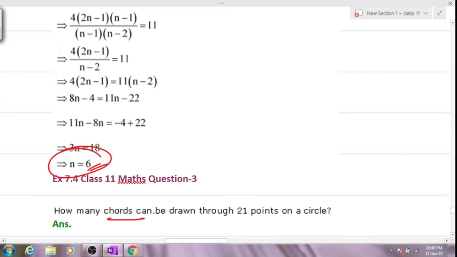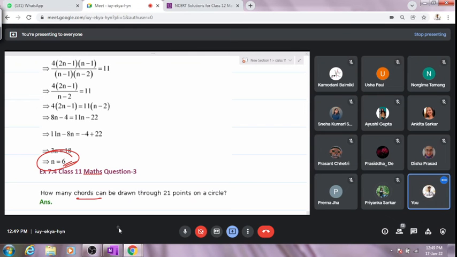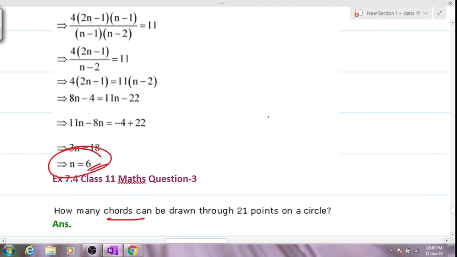How many chords can be drawn through 21 points on a circle? I hope you know the meaning of chords. Yes or no? This is my circle and this is my chord. They're asking you that there are 21 given points on this circle and how many ways you can draw chords. So for drawing a chord we need only 2 points. Yes or no?